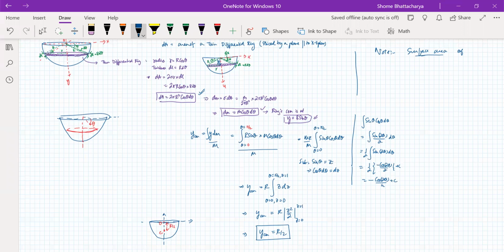Surface area of the open hemisphere should be equal to the integration of dA for all the rings. So dA over here, see what it was? It was 2 pi r square cos theta d theta. But the limits will be from theta equal to 0 to theta equal to pi by 2. So this is a nice way to use calculus to demonstrate that the area of a hemisphere is 2 pi r square, and therefore the area of a sphere will become double of this, or 4 pi r square.